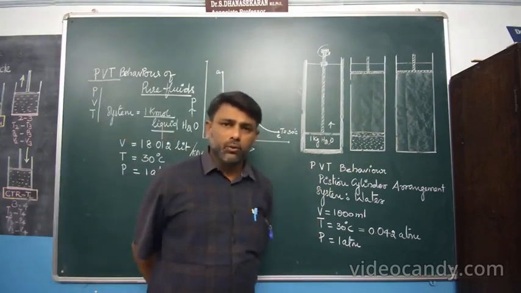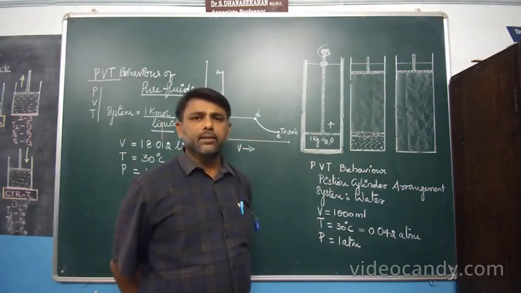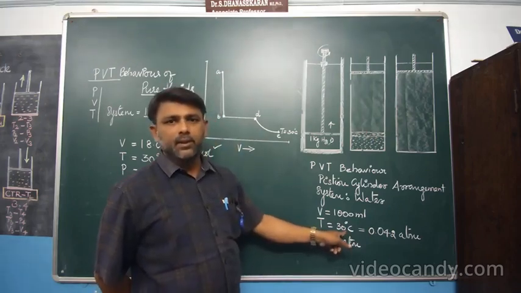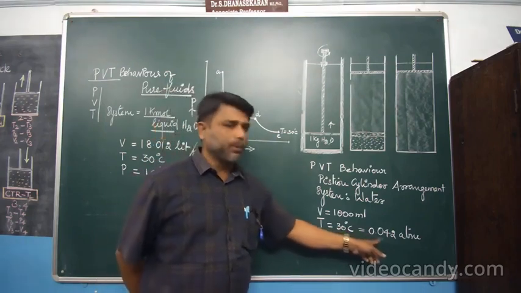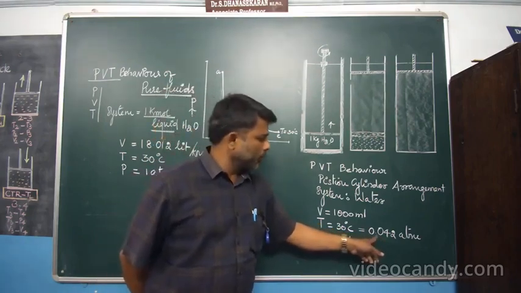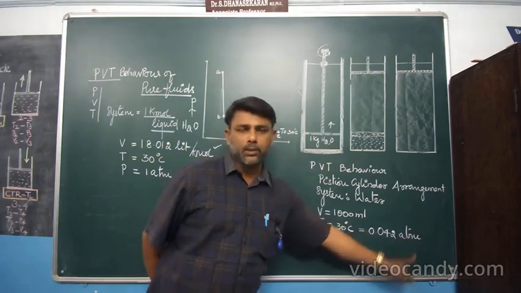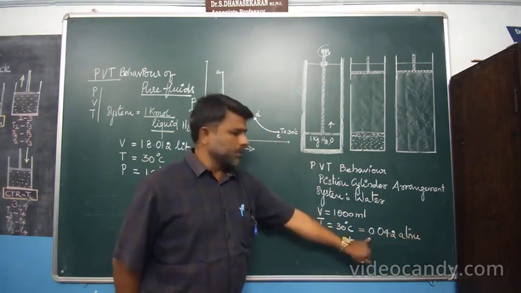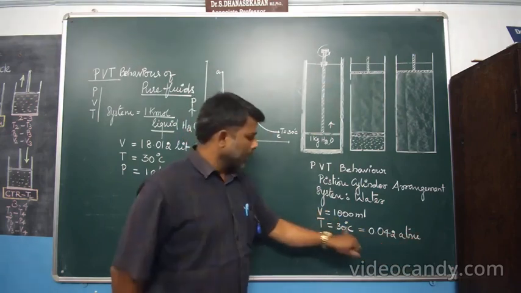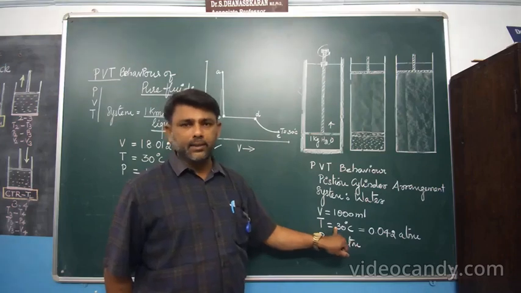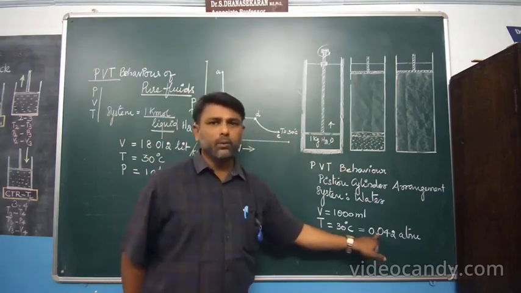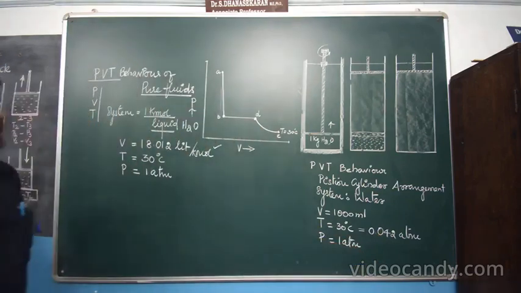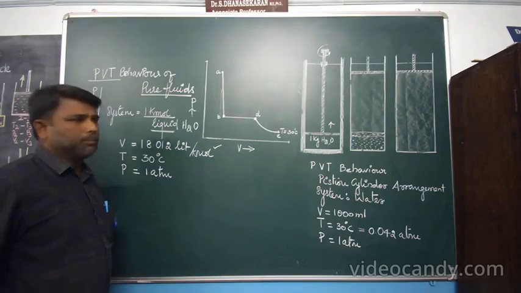If you refer to any standard textbook, at a temperature of 30 degrees Celsius, the saturation pressure or saturation vapor pressure of water is 0.0419 atmosphere, or 0.042 atmospheric pressure. This is the saturation pressure or vapor pressure of water at 30 degrees Celsius. Clear? This data is also available in your textbook. Right.